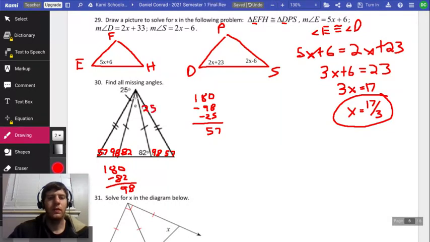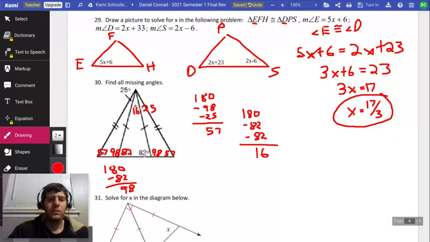Okay, and then if we want to find E, we know three angles of a triangle add up to 180. So 180 minus 82 minus 82. Okay, that's 164. So 180 minus 164 is 16. So this angle here is going to be 16 degrees.